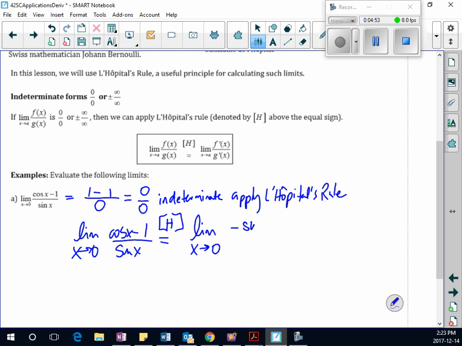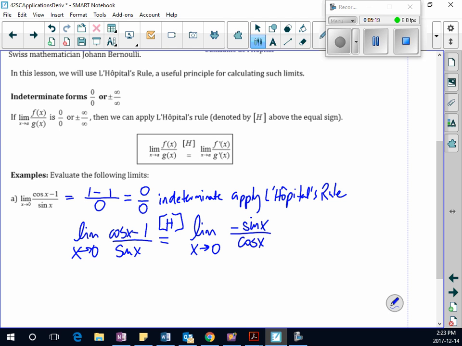Negative sine x? Okay, and then what's the derivative of sine x? Cos x, yeah. So now, the way they want it is we're actually going to apply the limit separately. So technically I should be writing the limit twice. I'll do that in the next one. It's not a big deal.